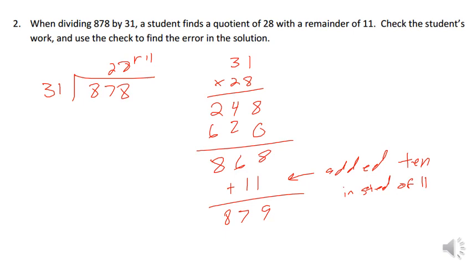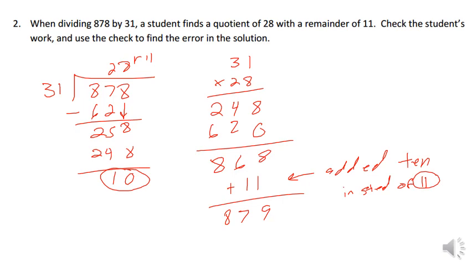So let's work it out and see where we can see that. 2 times 31, 2 times 1 would be 2, 2 times 3 would be 6. When subtracted, 8 minus 6 is 2 and 7 minus 2 would be 25. We're going to bring down the 8. Now they said 8, so let's multiply the 8 out. 8 times 1 is 8. 8 times 3 is 24. And a remainder of 10. So in all actuality, the remainder should have been 10. They had a remainder of 11 instead. So that's their error.